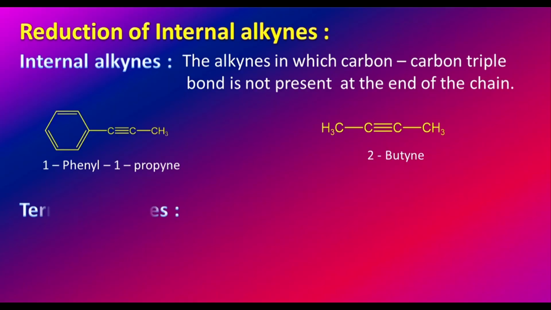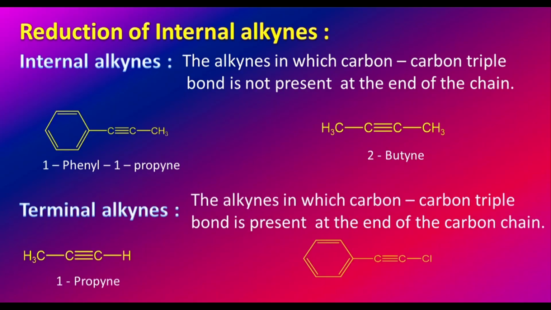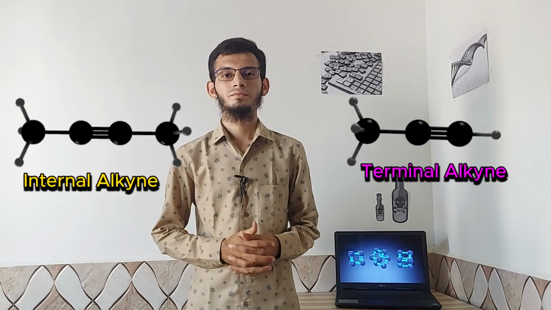Then terminal alkyne is one in which the carbon-carbon triple bond is present at the end of the carbon chain. Here is the example. In terminal alkyne, the hydrogen connected with the sp carbon can be easily removed due to the polar nature of the CH bond, resulting in the formation of alkynide ion. And this alkynide ion reacts with the metal from the solution, resulting in the formation of alkynide salt. So terminal alkyne cannot give Birch reduction. Answer of the first question.